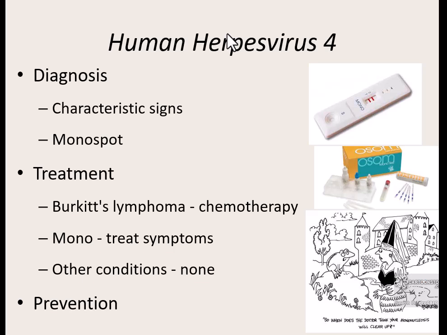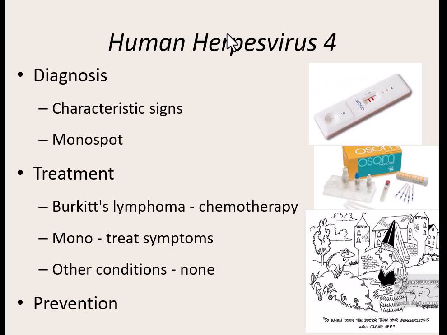Treatment, well, if you've got some type of cancer caused by it, one of the rare immunodeficient immune systems, you could do a chemotherapy. Your normal mono, you just treat symptoms. Okay, go home, get rest, take care of yourself. Stay hydrated. Any other conditions, there's really nothing we can do. We don't have antibiotics. Antibiotics are just for bacteria. We don't have a lot of antivirals on the market that are really effective. We've got a few for different viruses, but we don't have a lot.